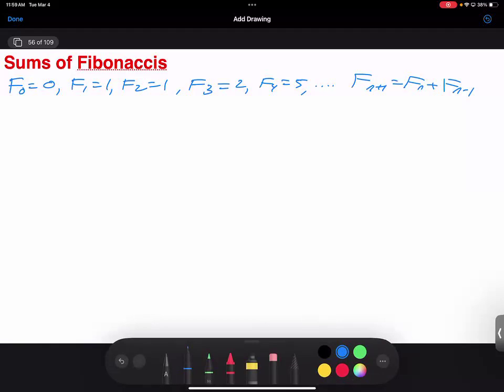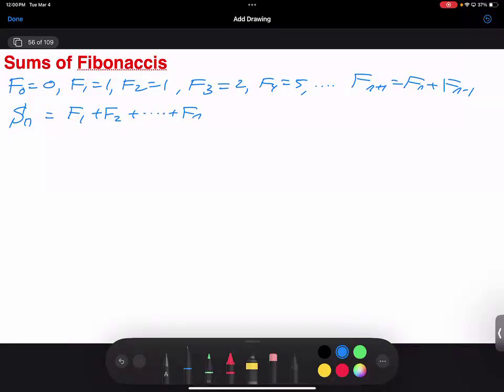So let's let Sn be f1 plus f2 plus ... plus fn. Anybody know what the sum of the first n Fibonacci's is? F(n+1)? It can't be f(n+1). Yeah, it's more than that.